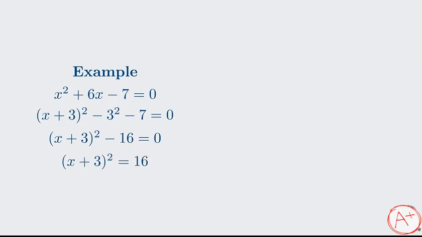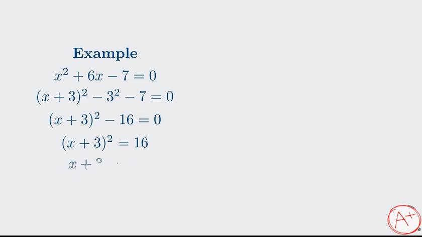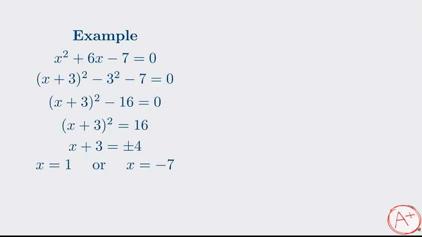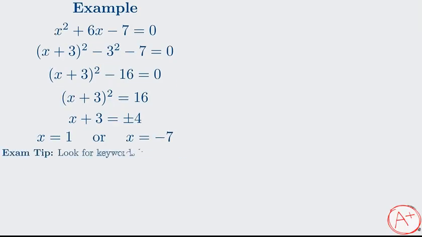Take the square root of both sides. Remember to include both the positive and negative roots. x plus 3 equals plus or minus 4. This leads to two equations, x plus 3 equals 4, or x plus 3 equals negative 4. Solving these gives x equals 1 or x equals negative 7. In Cambridge exams, if a question asks for the exact value or uses the phrase "in the form" where a and b are constants, completing the square is often the expected approach.